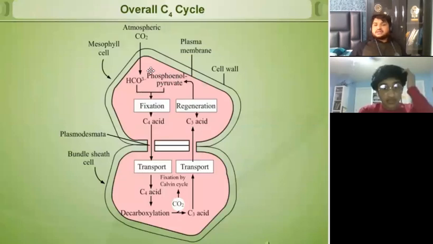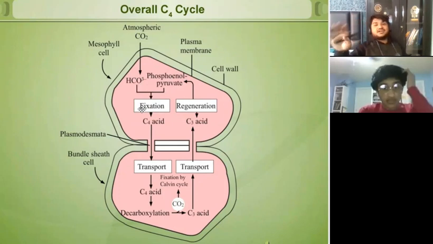Okay. This is PEP, phosphoenol pyruvate, and this phosphoenol pyruvate is made up of 3 carbons. Remember glucose converted into pyruvate, so it is always 3. So it is a 3 carbon, and this is the carbon dioxide coming from the atmosphere. So this 3 carbon and 1 carbon are combining. So how many carbon will get formed? Four carbon.